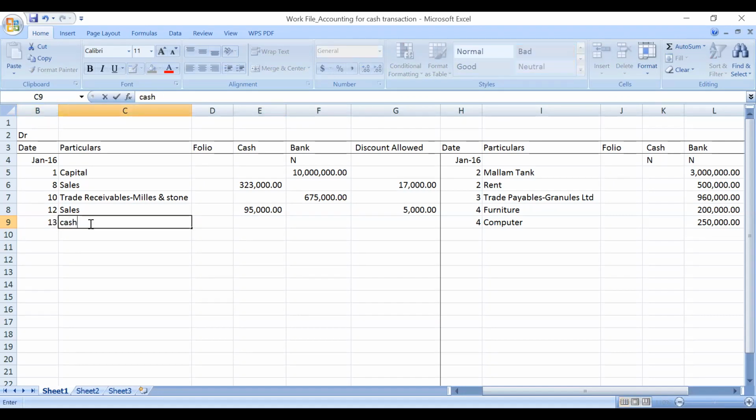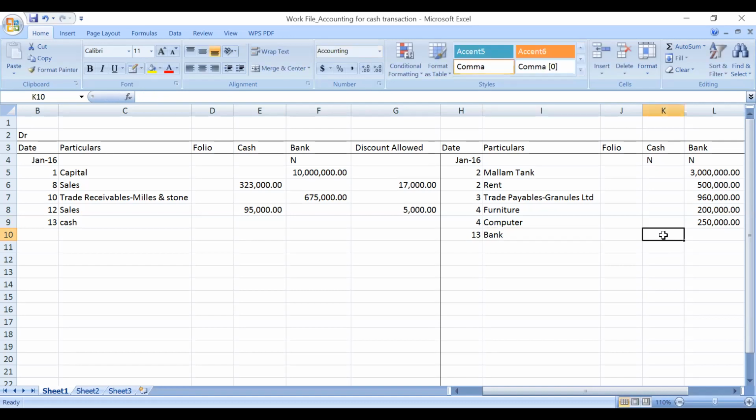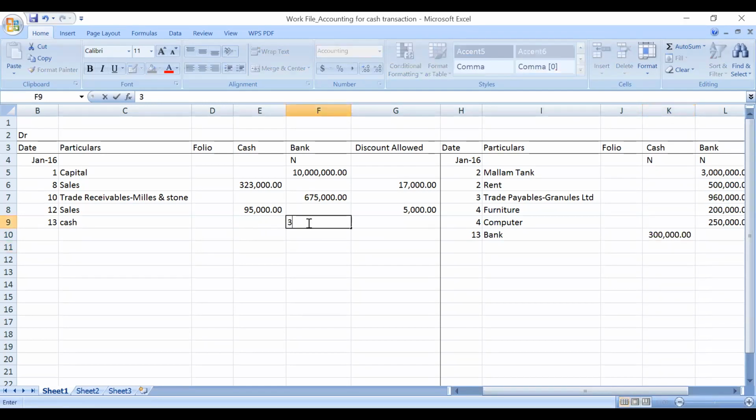We'll call it cash. Then I'll also come here and say on the 13 as well. Then we are going to call it what? We are going to call it bank. So, credit the cash account of how much? 300. And the money is coming here. It's coming to the bank. 300.